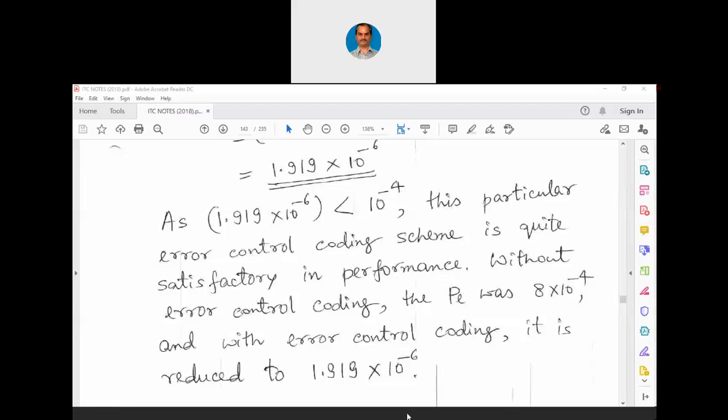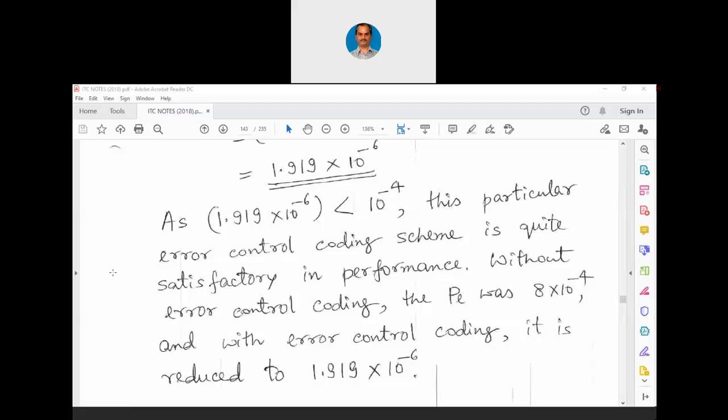That is why here we have error 1.919 into 10 power minus 6. Error can still occur because we cannot have an ideal channel. Error can still occur, but the probability of such error is really very less. That is the point here.